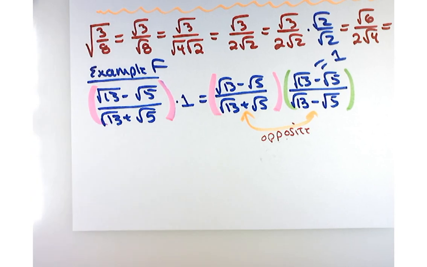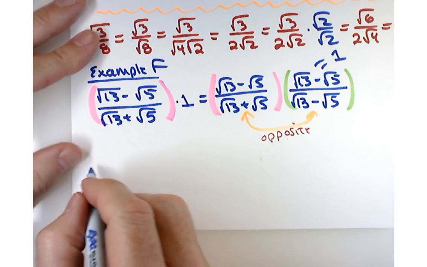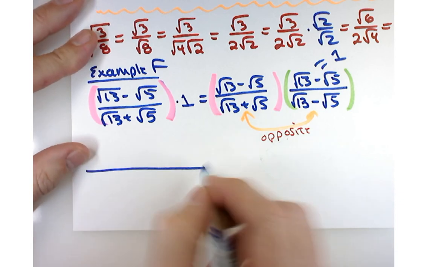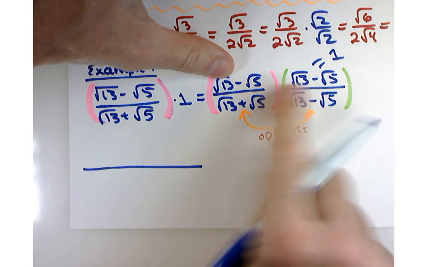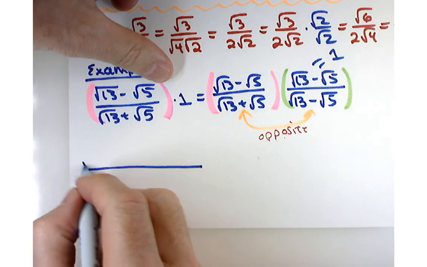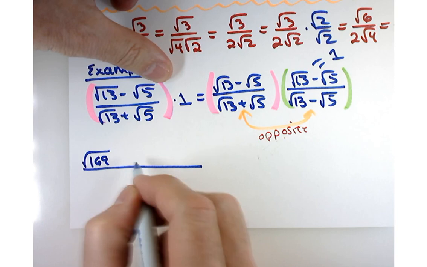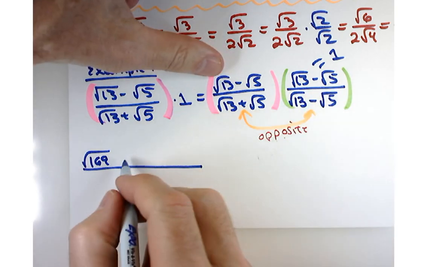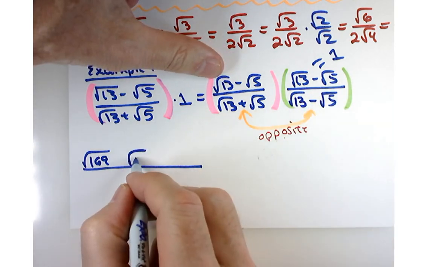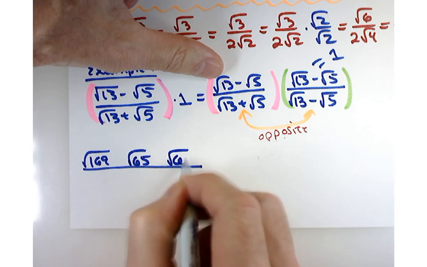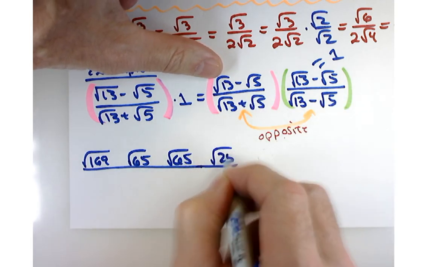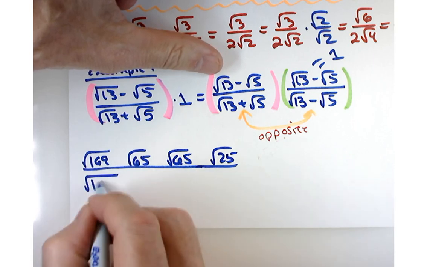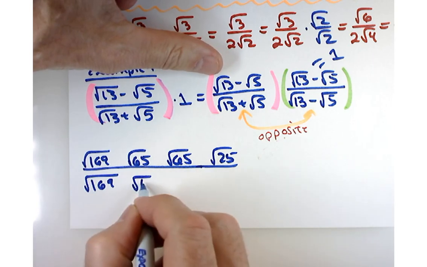All right, at least the next step is the FOIL part. So let's see what that's going to be. And I'll help you out with 13 times 13 is 169. 13 times 5 is 65. And then 5 times 5 is 25. Those terms are going to be the same in the numerator and denominator.